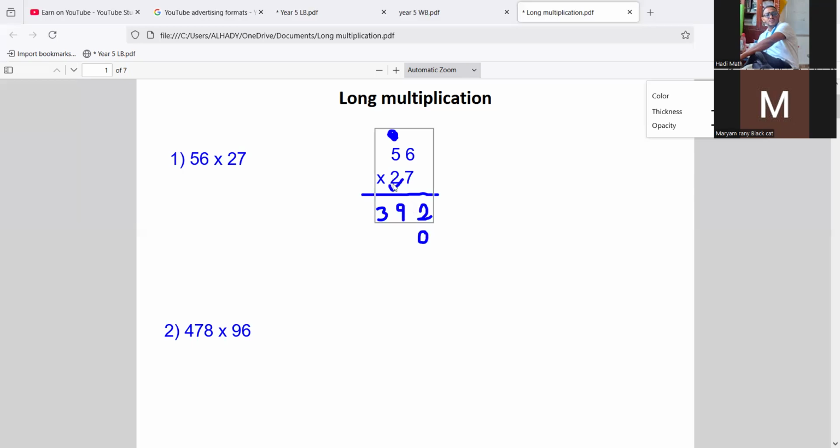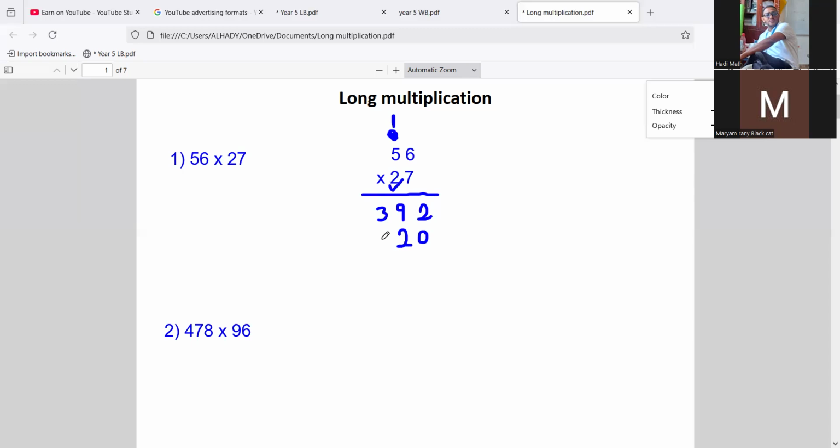And then you multiply. 2 multiplied by 6 is equal to 12. You write down the 2 because 2 is ones, and you carry over the 1 because 1 is tens. Then 2 multiplied by 5 is 10, and 10 plus 1 is 11.